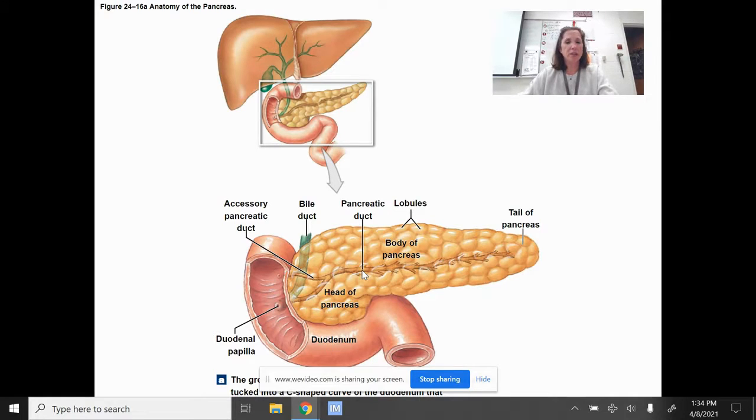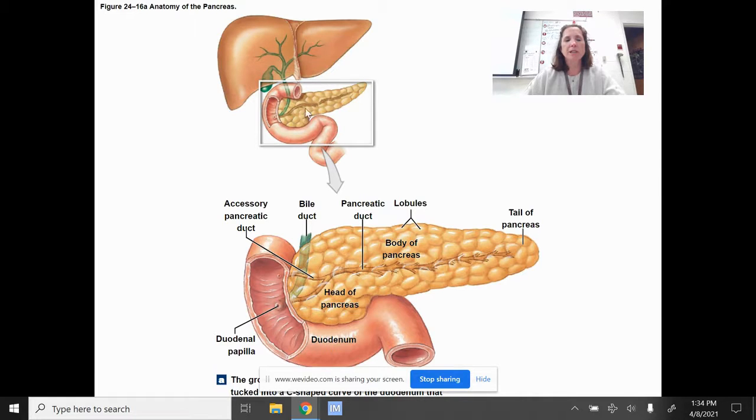So secreting pancreatic juice into the small intestines, which you can see here is the duodenum. The pancreas also has another function. The pancreas is also an endocrine gland as well as a digestive gland. The endocrine gland makes insulin, and that helps regulate blood sugar. Also, it releases glucagon, which helps in the regulation of blood glucose.